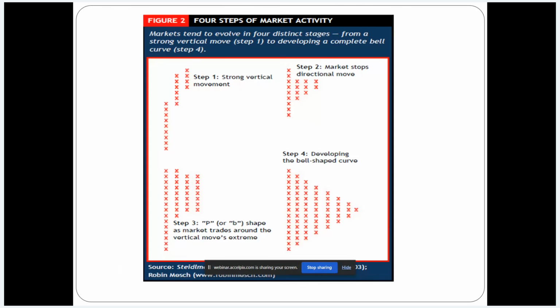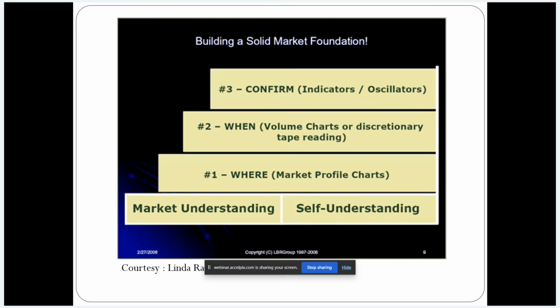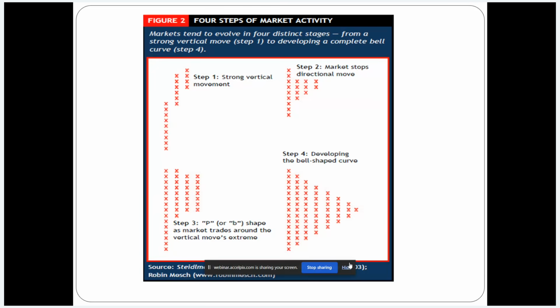Okay. So Peter Steidlmayer had said, see, again, I will tell you, this will be of more drive in the beginning, but once you try to understand, nothing like this. Whenever someone asks me, Jay, I need to start reading market profile, then I say, do you like physics in your school? If yes, then go and read it.